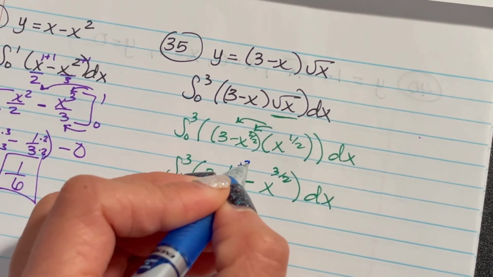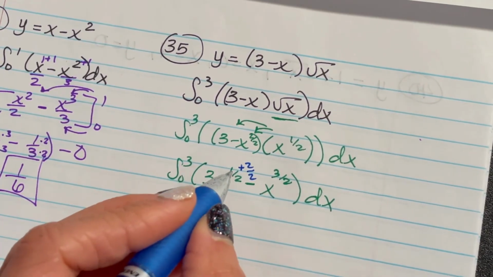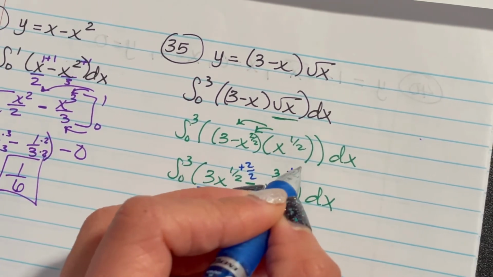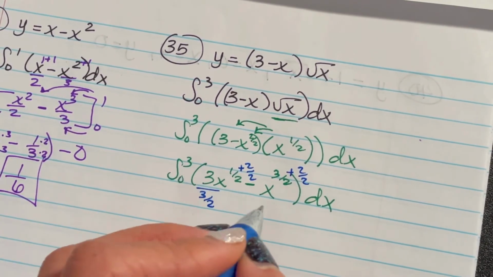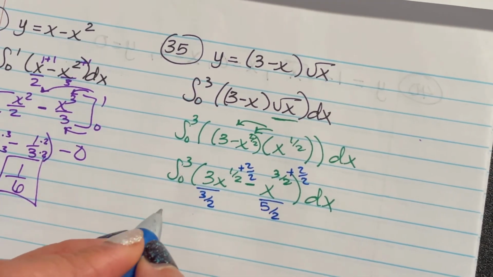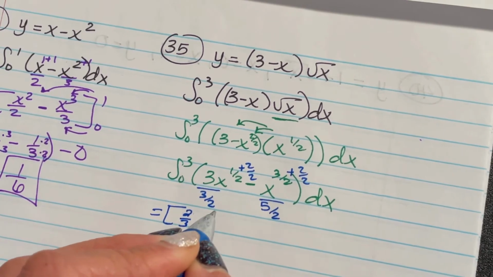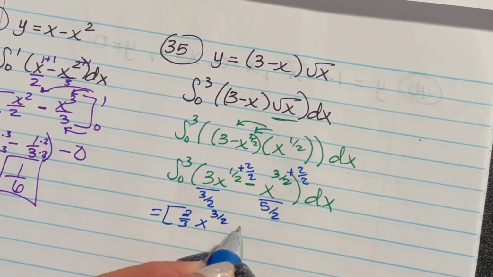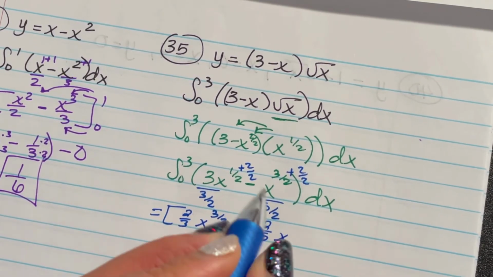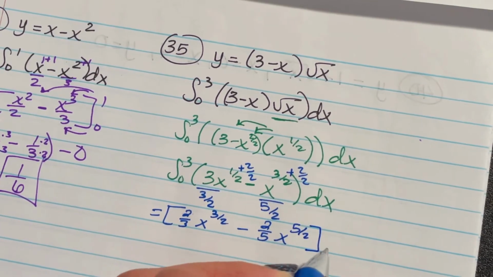So I'm going to raise the roof. I'm going to add 2 over 2 since that's the same as 1. I need a common denominator. 1 over 2 plus 2 over 2 is 3 over 2. Add 1 over here. That'll be 5 over 2. Remember, we've got to flip it around when we multiply. So it'll be 2/3 x to the 3/2 minus 2/5 x to the 5/2 from 0 to 3.